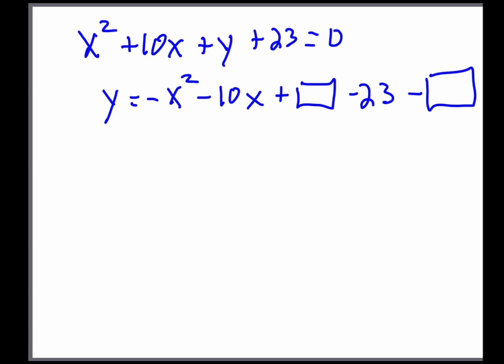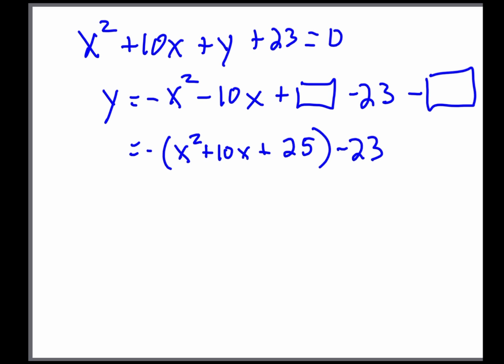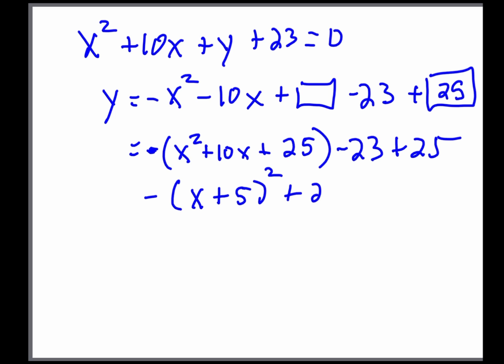So I essentially moved everything to the right-hand side of the equation. Now I don't like that negative there, so I'm going to factor out a negative. That's going to be x squared plus 10x plus half of 10, which is 5. 5 squared is 25, so I'm going to put plus 25 in there. So I've got minus 23. If I distribute in there, I've really subtracted 25 from it, so I have to add 25 to this, because I have to distribute that negative. So it'd be negative 23 plus 25. So factor, that's going to give me negative (x plus 5) squared plus 2.